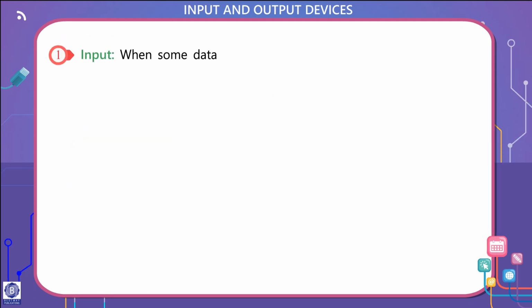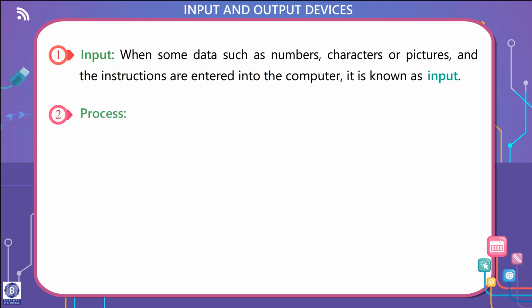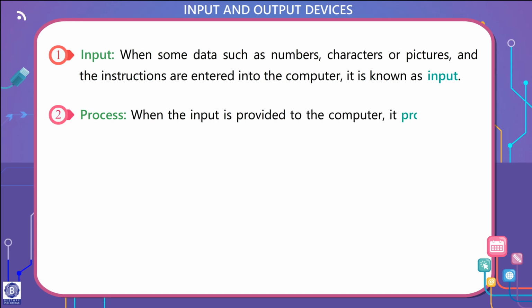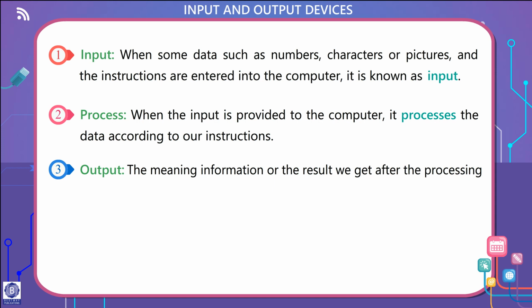Input. When some data such as numbers, characters or pictures and the instructions are entered into the computer, it is known as input. Process. When the input is provided to the computer, it processes the data according to our instructions. Output. The meaning, information or the result we get after the processing of data is known as output.